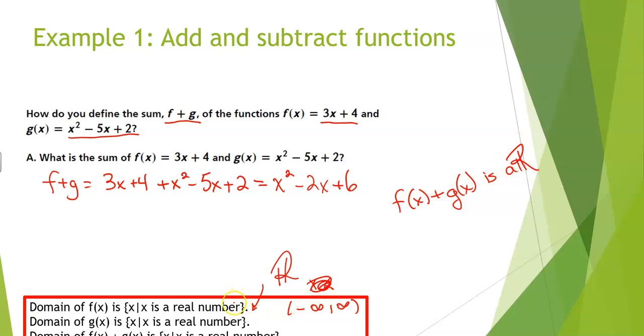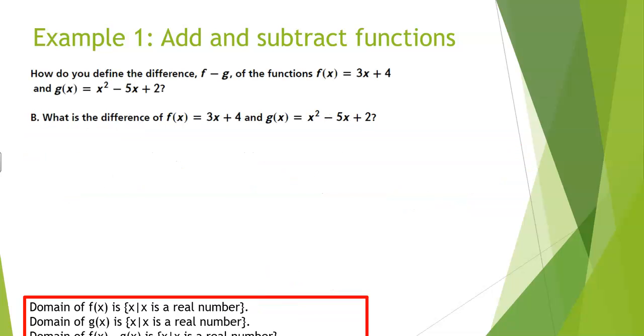All right, so here the domain of each one is the set of real numbers, and so when I add them, I also get the set of real numbers. When we start dividing, that's when we start limiting things like that. And when we have real world applications, a lot of times we have to limit the domain.